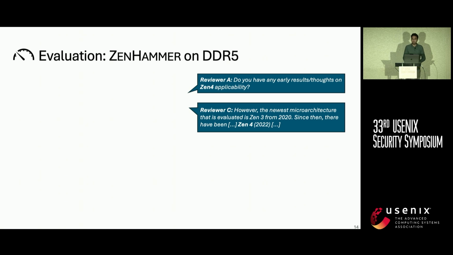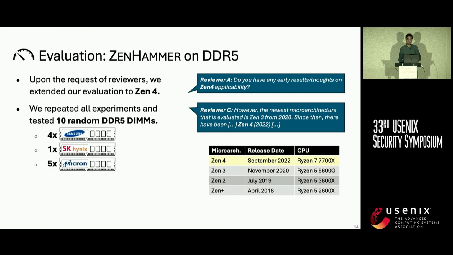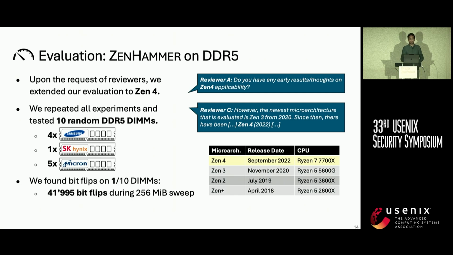During the rebuttal, our reviewers also asked about Zen 4 and DDR5, which we originally did not consider. So we repeated all experiments on Zen 4 and tested 10 random DDR5 DIMMs, and we found bit flips on one of the devices. So generally, it seems like DDR5 is more resilient against Rowhammer, but we think that more research is needed to understand its susceptibility better.